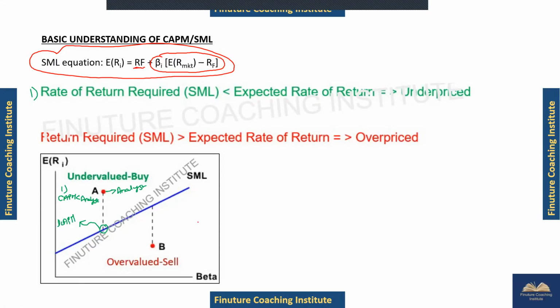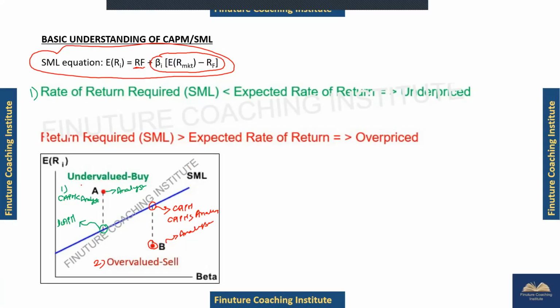And likewise, if you see this point is slightly higher than what the valuation analyst has arrived at, so this is CAPM, and this is the analyst. Okay, so if your CAPM is greater than the analyst's, then your stock is overvalued, and you can sell it. So this is number 2 and number 1.